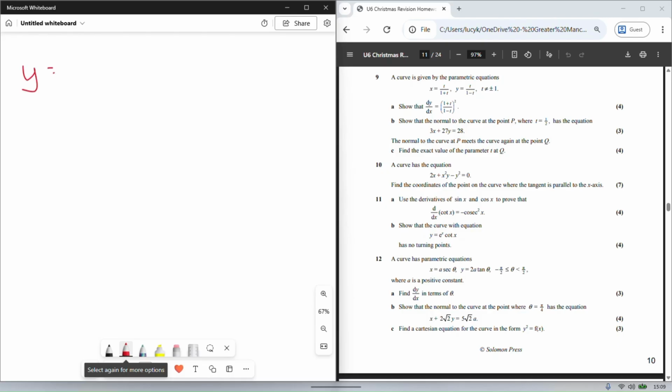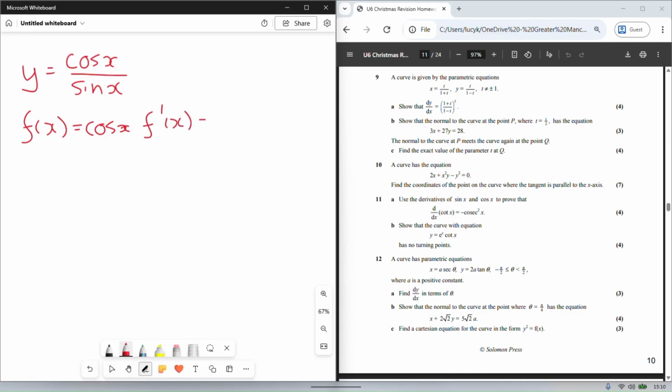So we're going to start with y being cos x over sine x, and then we're going to use quotient rule to do that. So let's start with f of x. f of x will have to be the top value, so that'll be cos x, and the derivative of that will become minus sine x. Then g of x will be the denominator, which is sine x, and the derivative of g is going to be cos x.